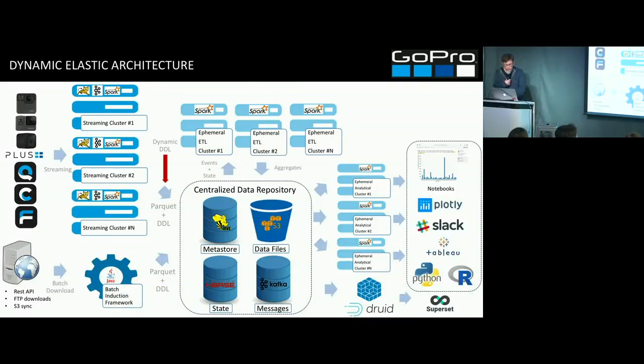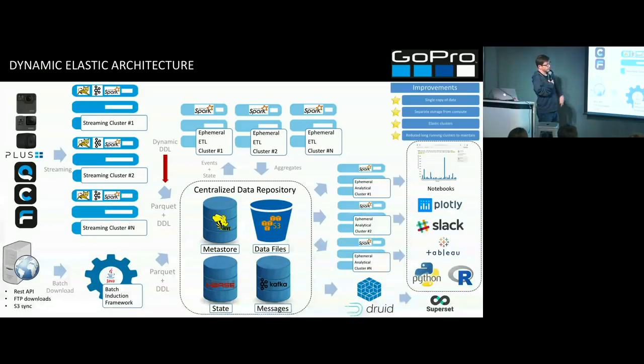So several improvements here. The biggest thing is actually right in the middle of the picture, the centralized data repository. So we have one copy of the data. Everything goes into an S3 bucket. We have one Hive Metastore now. We previously had 3, one for each cluster. We have centralized HBase so that it's accessible by all clusters now.